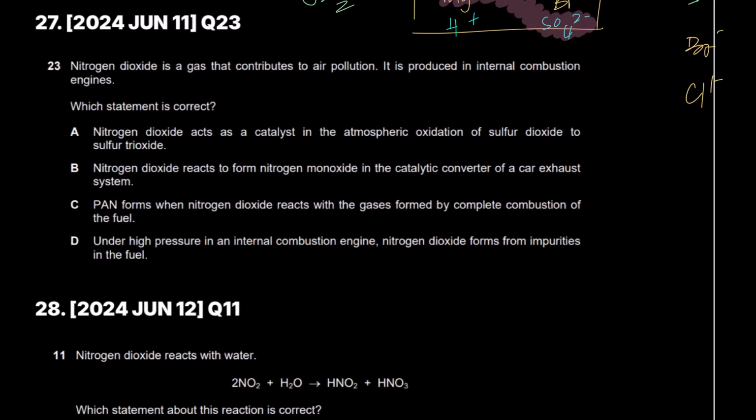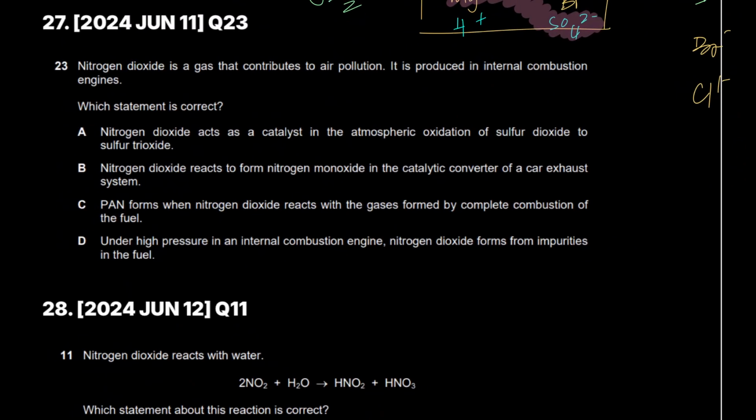Nitrogen dioxide is a gas that contributes to air pollution. It is produced in internal combustion engines because the high temperature provides the activation energy. Which statement is correct? Nitrogen dioxide acts as a catalyst in the atmospheric oxidation of sulfur dioxide to sulfur trioxide. Absolutely, be it nitrogen monoxide or dioxide, both are catalysts. That is a correct statement.